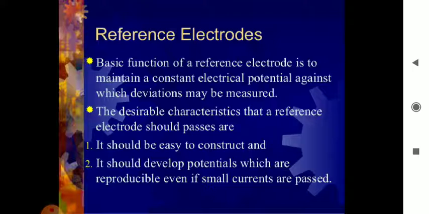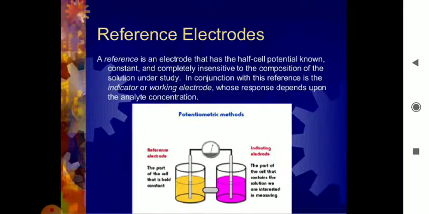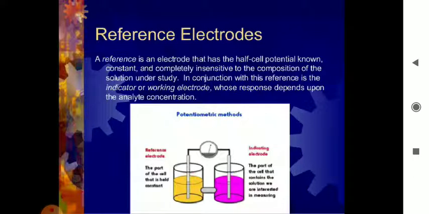The desirable characteristics that a reference electrode should possess are: the first thing is that it should be easy to construct, and it should develop potentials which are reproducible even if small currents are passed. So we will come to the point: a reference electrode is an electrode that has a known half cell potential, or we can say a standard potential, and is completely insensitive to the composition of the solution under study.